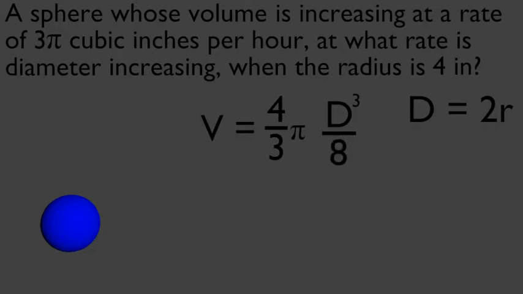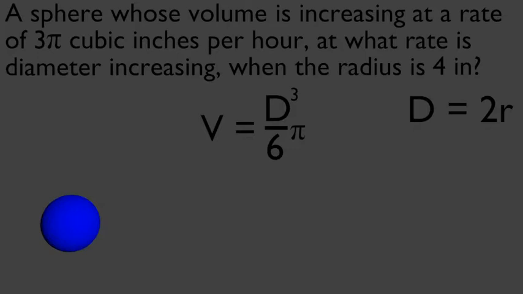Now 4 divided by 8 is just 1/2, so we can reduce this down to 1/3 pi times d cubed over 2. And so the 3 times 2 gives us 6. So this gives us d cubed divided by 6 times pi as our equation for the volume.